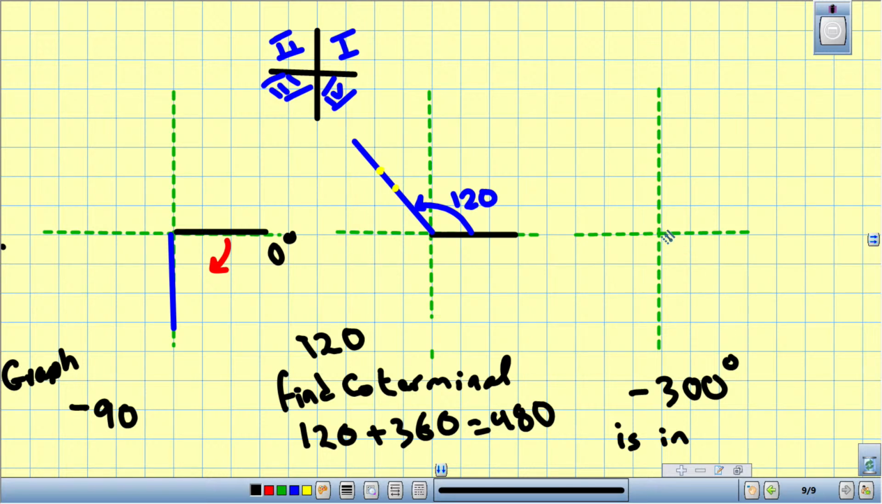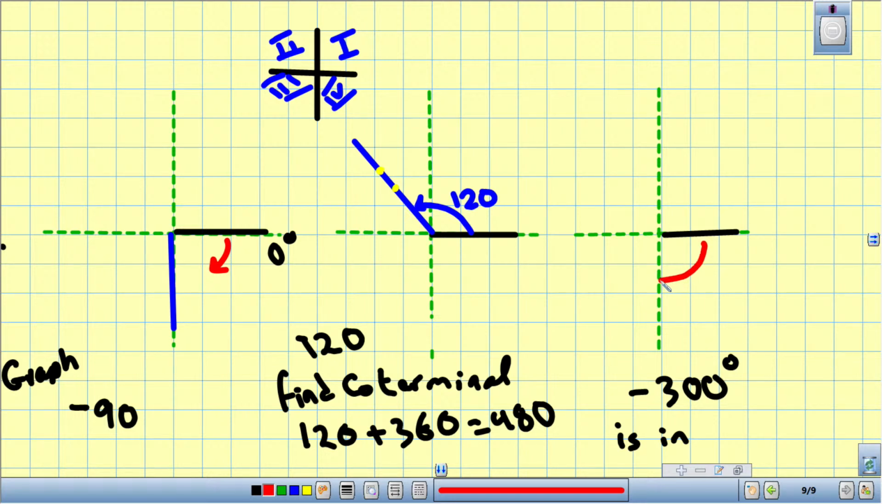I gotta start with the initial terminal, just like this, on top of the x-axis. And then am I going up or down? Am I rotating to the left or to the right? Clockwise. Cool, right. Clockwise would mean here. Tell me when to stop.